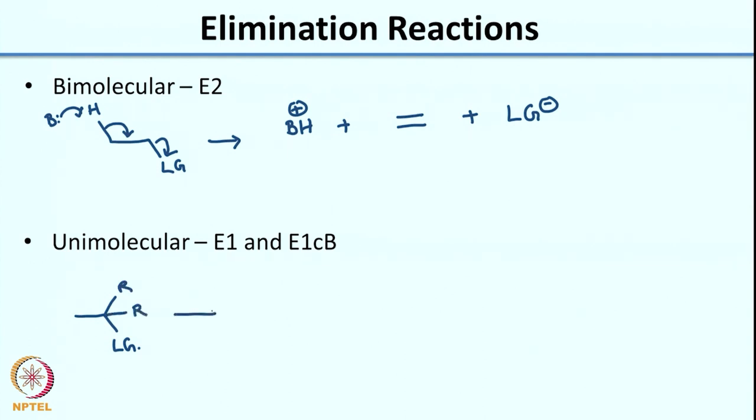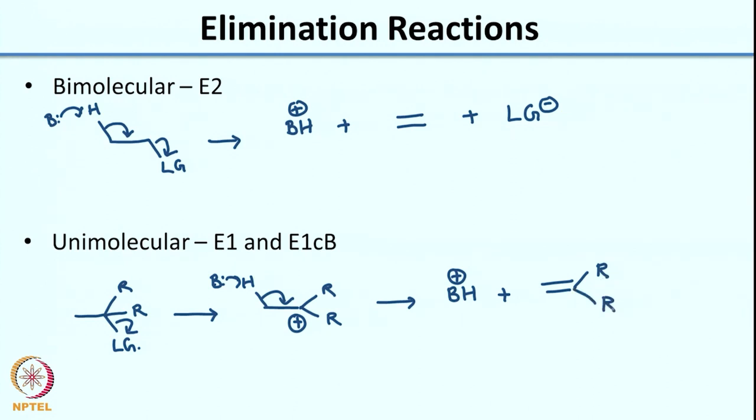But what happens is instead of a concerted process, you first have the leaving group leave. So what you end up generating would be a cation. And then you can think of elimination after the neighboring proton is grabbed. So this is an example of E1.